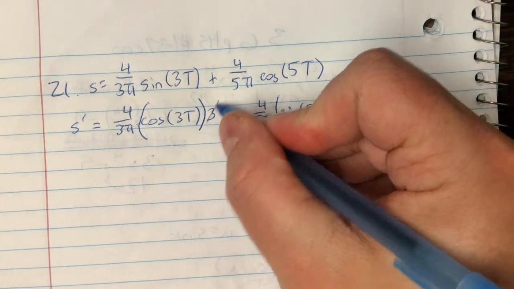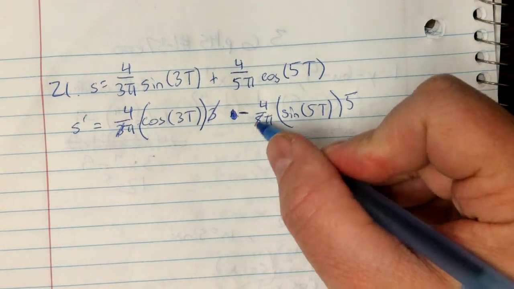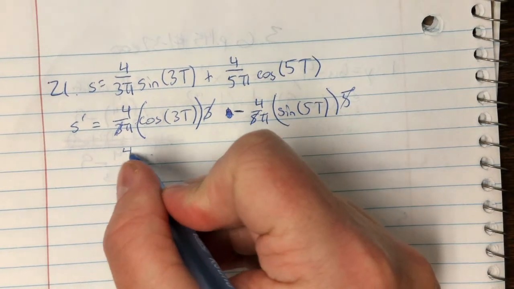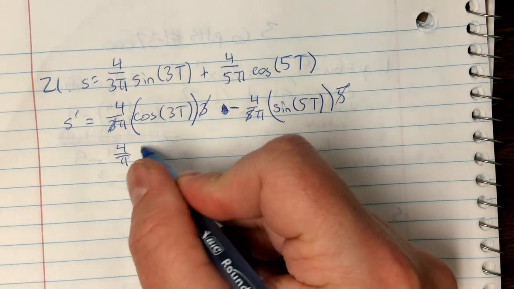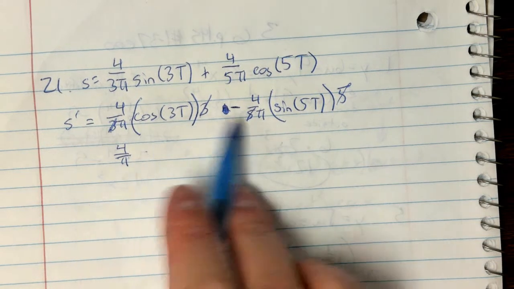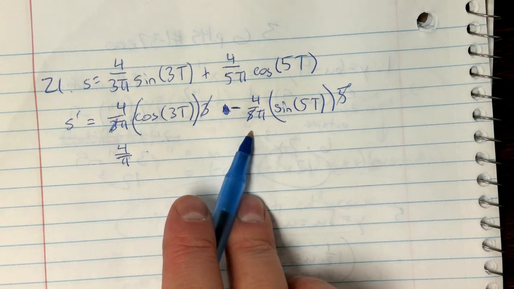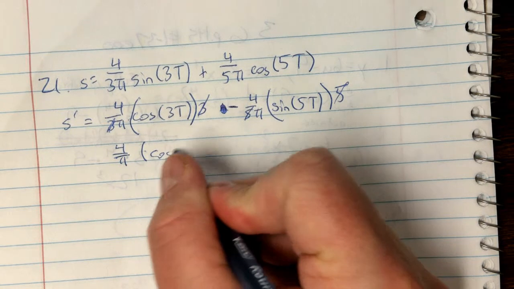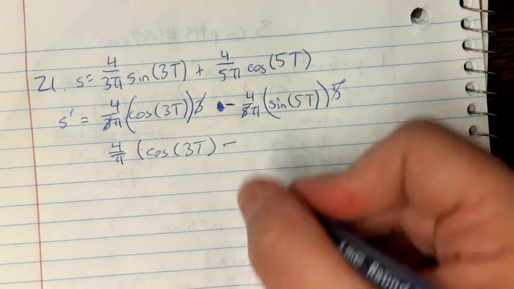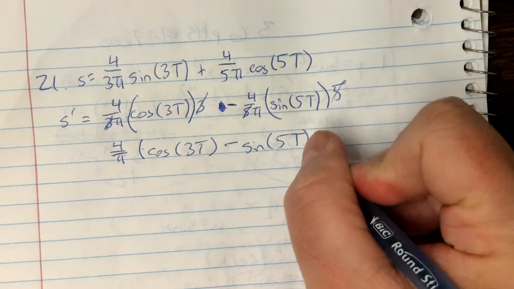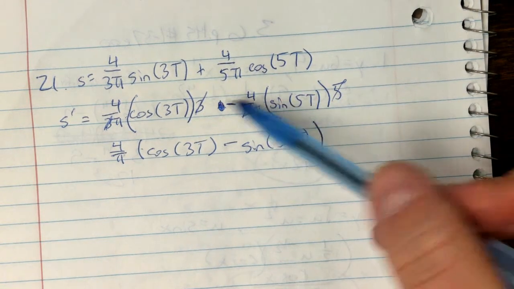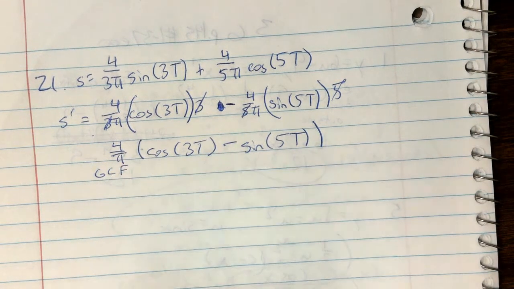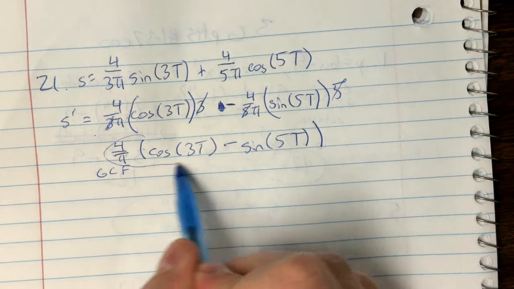And then this 3 cancels with this 3, and this 5 cancels with that 5. So we end up with 4 over pi, and 4 over pi would be common in both of these things. So that'll be my greatest common factor: 4 over pi times cosine 3t minus sine 5t. Because you had the same thing with 4 over pi for both of them, we factored it out like your greatest common factor. So that's going to be our answer.